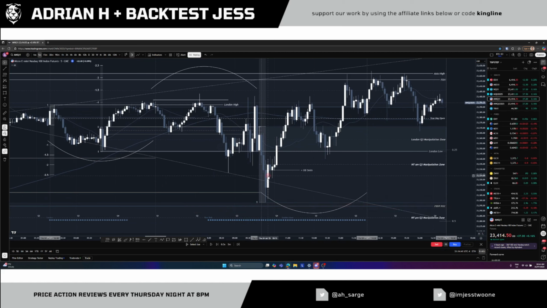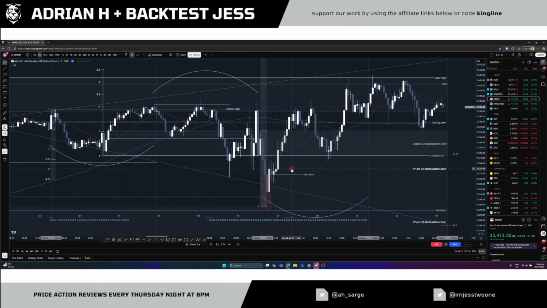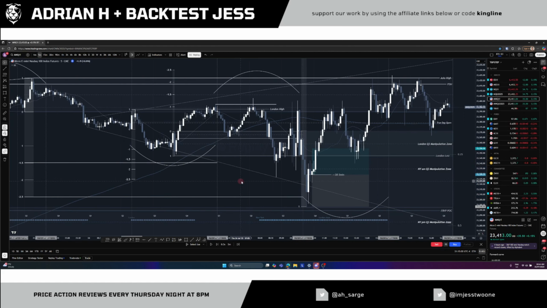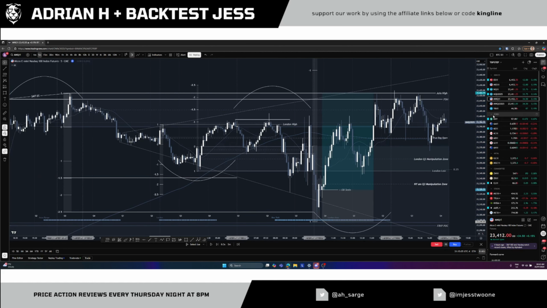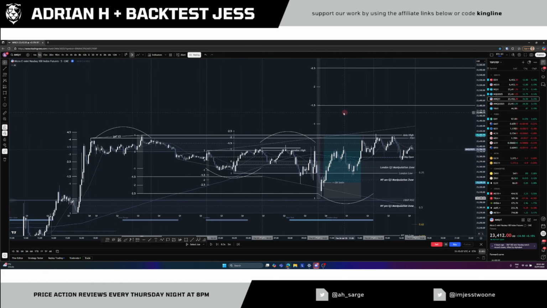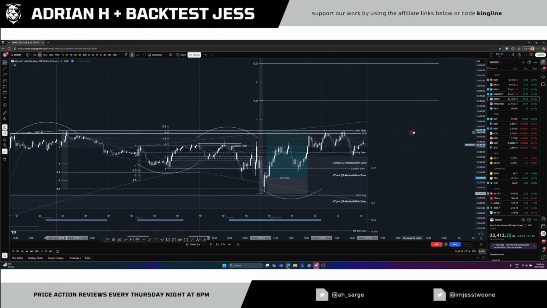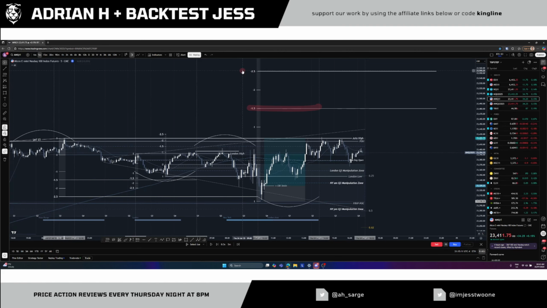And then at 10:15 here, we come back. We close above the manipulation candle here, and this is where I took a long position, with a stop below the low and TP at Asia high. And then we have our SD levels up high here as well, if we're going to get that expansion.